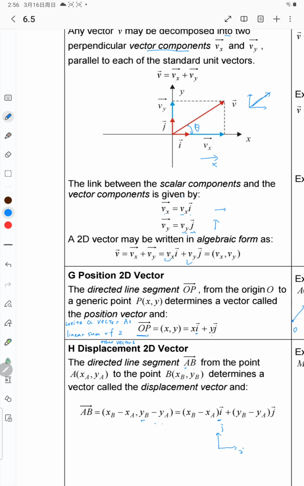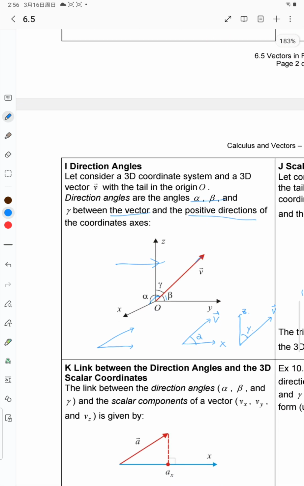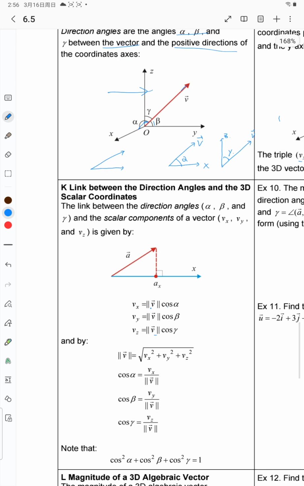All right. So exactly, the angle is between the vector and the coordinates. The vector v and coordinate y. We're just going to picture it in this direction, v and y, right? Okay.